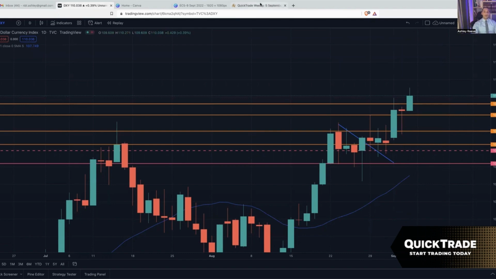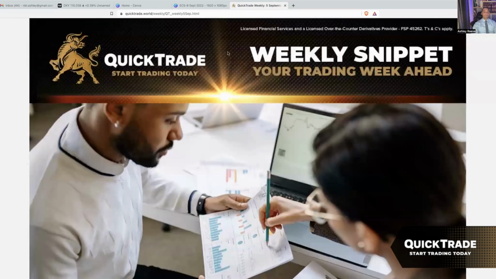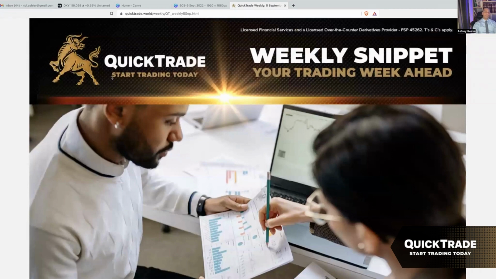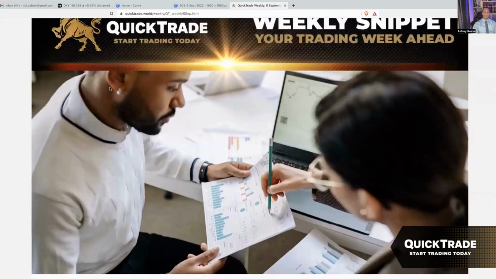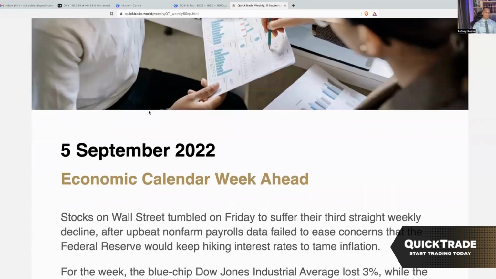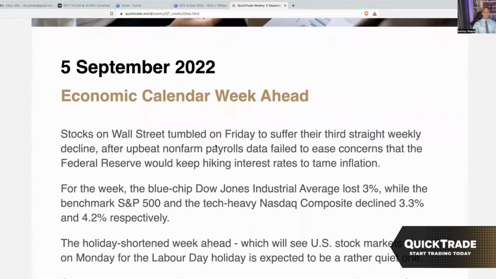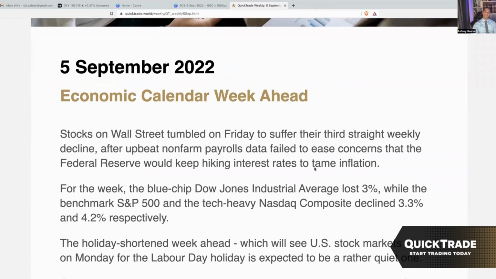But we always send our weekly snippet to all our clients. You'll see right at the top, as always, Quick Trade weekly snippet. And remember, it's the 5th to the 9th of September that we're dealing with. And we left a little bit of a note there. Stocks on Wall Street tumbled on Friday to suffer their third straight weekly decline after upbeat non-farm payrolls data failed to ease concerns that the Federal Reserve would keep hiking interest rates to tame inflation.